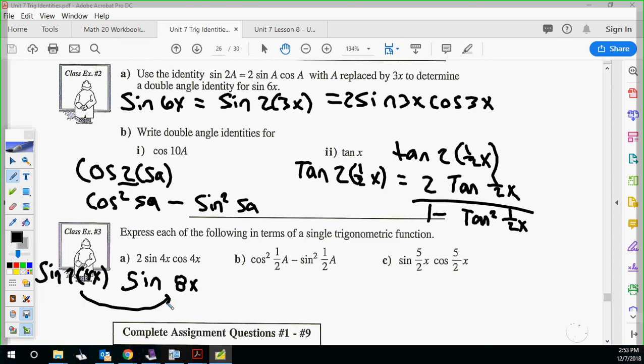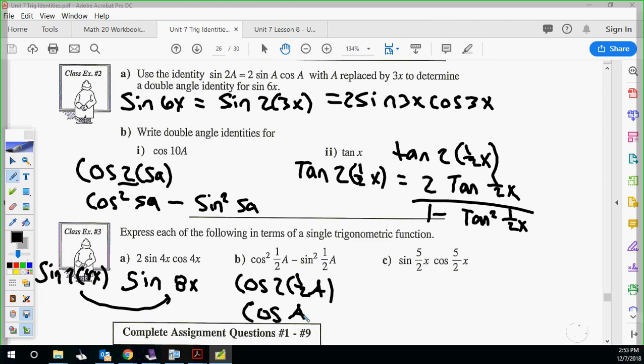Okay, the next one's clearly a cosine, because you have the cos squared, sine squared. And they're half a's, okay? So that's going to be cos 2 times 1 half a. So what's 2 times 1 half a? Just a. Cos a, done. That's the formula. The cos double angles are squared.